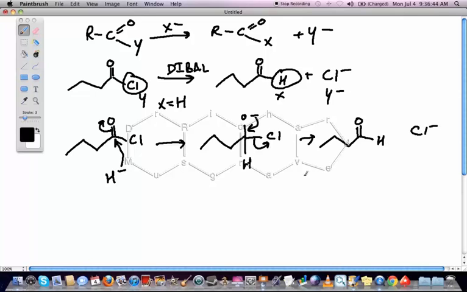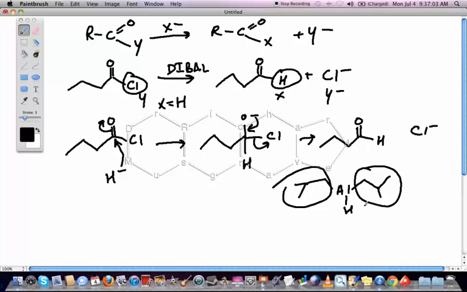Now remember, the reason that this does not have another H negative come in and reduce this further to the alcohol is that the DIBAL is a very mild reducing agent because of the presence of these very bulky isobutyl groups around the aluminum. Makes the H negative less able to get out and attack the aldehyde after H negative's gone in and attacked the acid chloride to give the aldehyde.